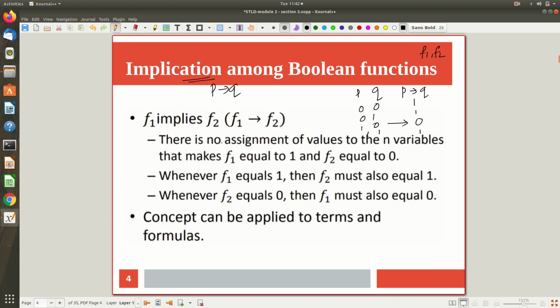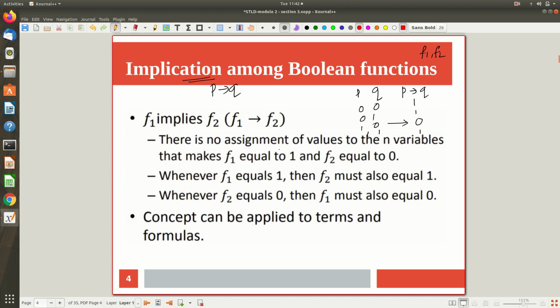Now between this F1 and F2, I am saying that the implication holds. What does it mean? F1 implies F2 is valid only when, so three statements are given, all are equivalent. The same thing is expressed in three different ways. The first is that there is no assignment of values to the n variables that makes F1 equal to 1 and F2 equal to 0.